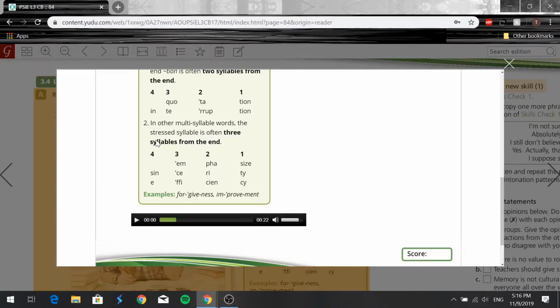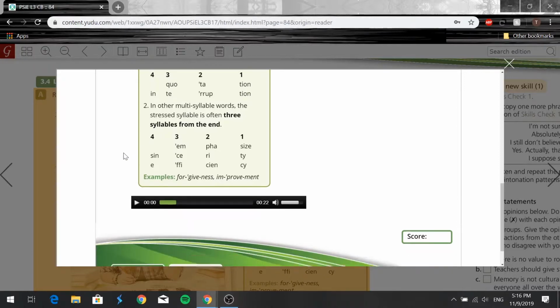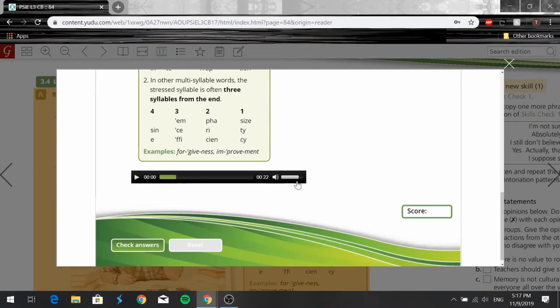Like the word emphasize, like the word sincerity, like the word efficiency. Forgiveness, improvement, all of these are examples of normal multi-syllable words. So now let's listen to the audio here and go back to the exercise. Track 3.16.